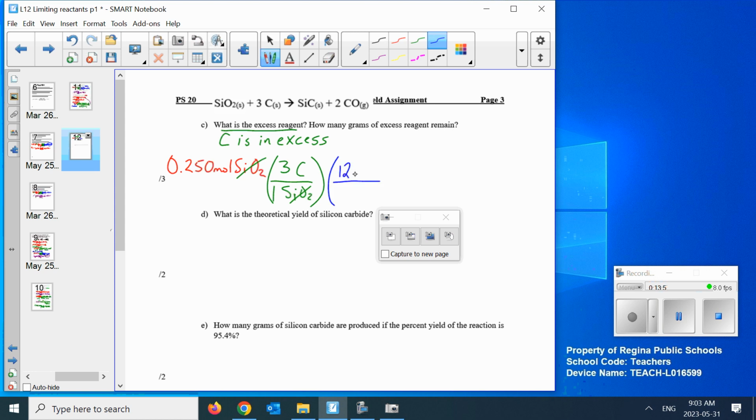Carbon is equal to 12.01 directly off the periodic table. Okay, 12.01 grams. I'm going to calculate, right? 0.25 times 3 times 12.01 is 9.0075. I'm going to call it 9.01 grams of carbon used. Still trying to find the excess.